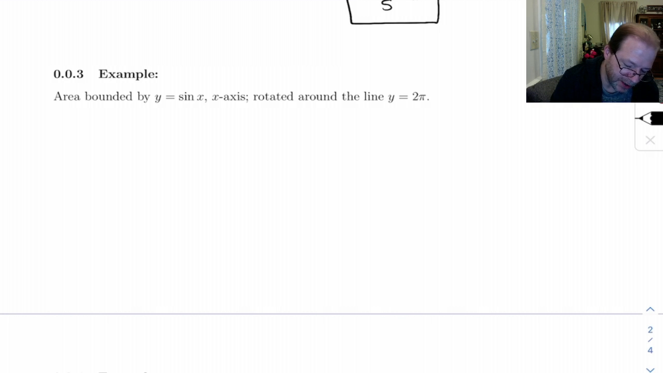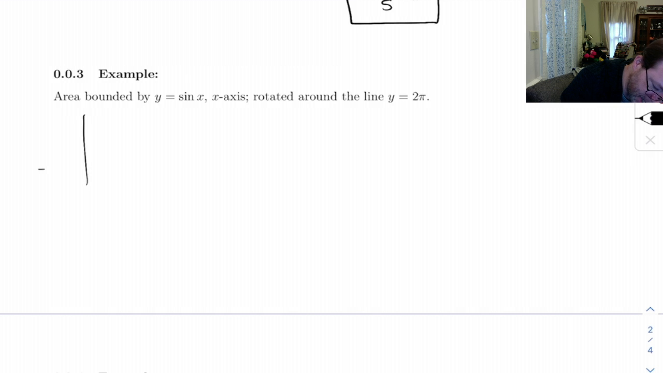All right, we're wanting to find the area bounded by y equals sine x and the x-axis rotated around the line y equals 2 pi. For this, we're just going to set this one up because it turns out the integral we're going to get is something we're not going to learn how to do until we get into chapter 7. So let's just set this up.